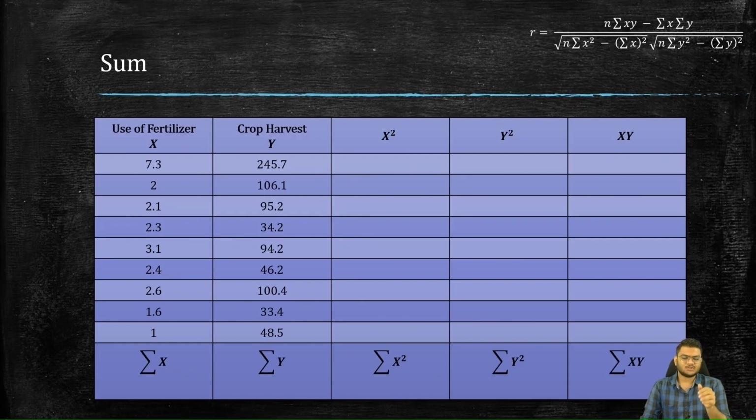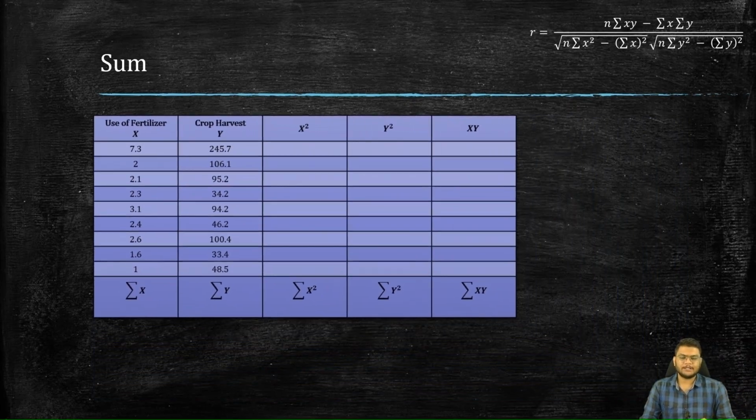Now to obtain x square, you can follow the orthodox method where you square each value and then make a total of it. But that is not ideal from a time perspective, right? So let me show you a calculator trick.